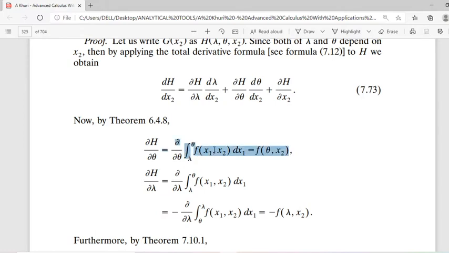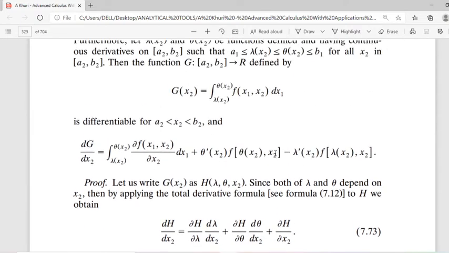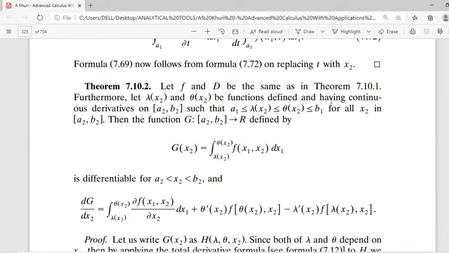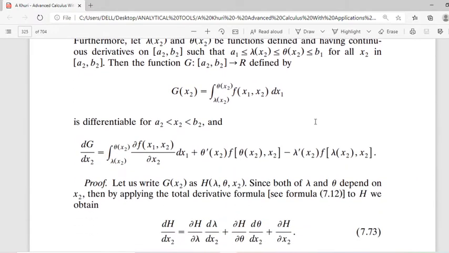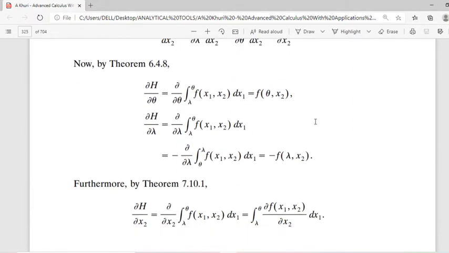It can be viewed as capital H dash of theta, but capital H dash of theta is nothing but f of theta comma x2. Okay, so using this expression, h dash of t equal to f dash of t. If we have this type of expression, we can write like this. There is some fundamental theorem. It's taken from the fundamental theorem.